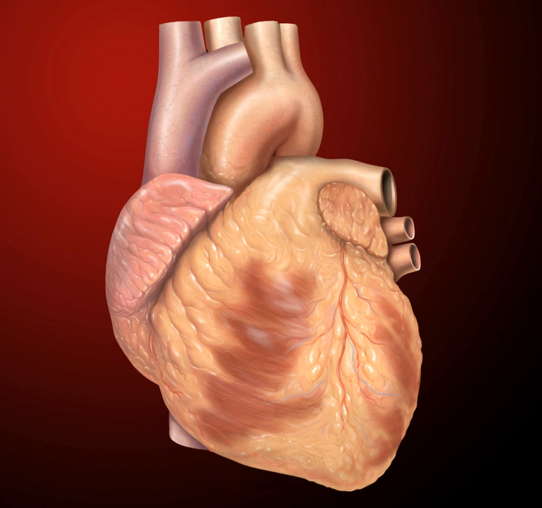In these procedures, wires are passed from a vein or artery in the leg to the heart to find the abnormal area of tissue that is causing the arrhythmia. The abnormal tissue can be intentionally damaged, or ablated, by heating or freezing to prevent further heart rhythm disturbances.